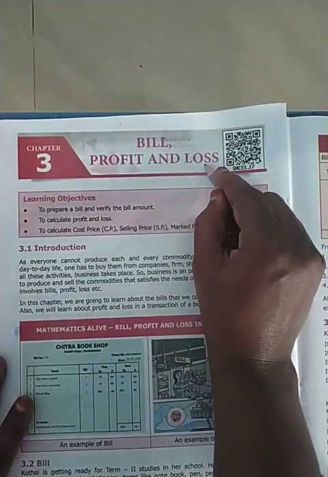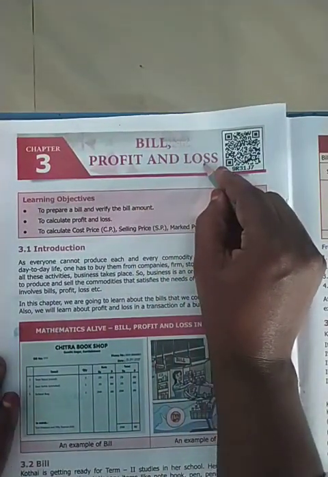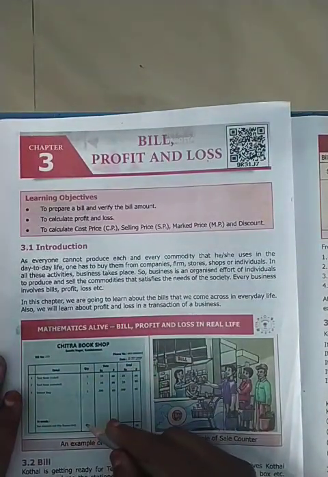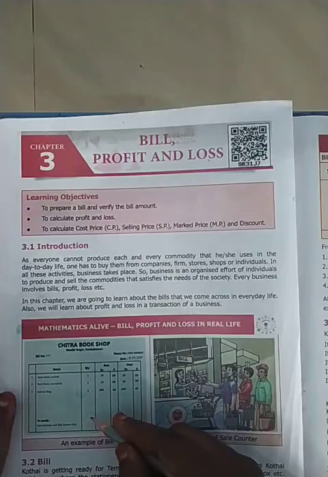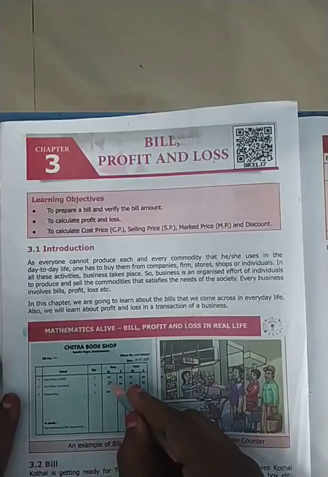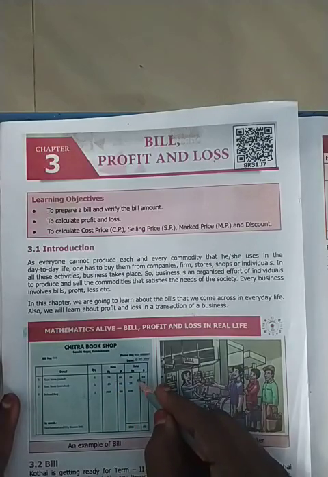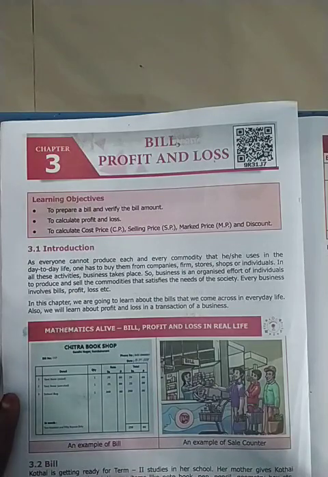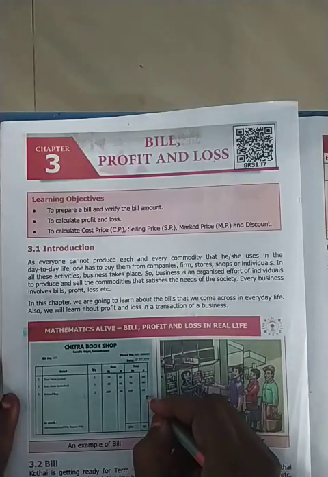Today we are going to see the third unit, in which we are discussing the bill, the profit and the loss. What is a bill? Bill is nothing but whenever we buy something, we get a bill. Like how much is the quantity, what is the rate and what is the total amount.